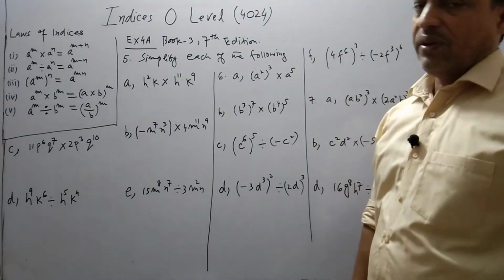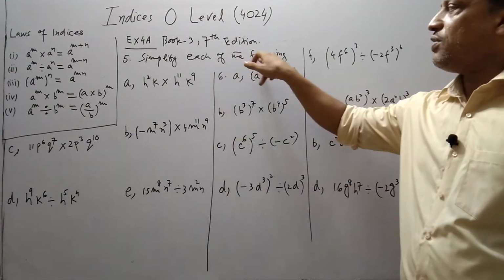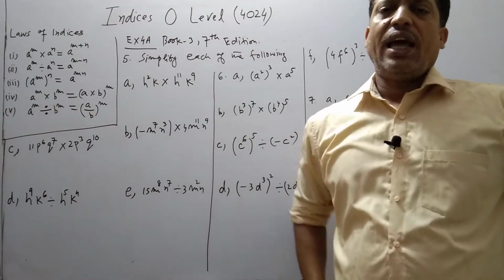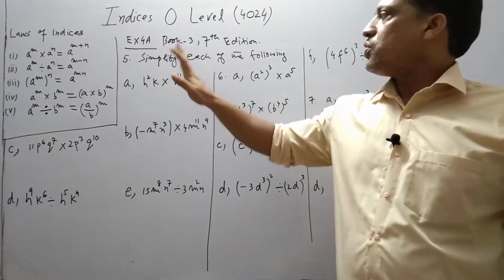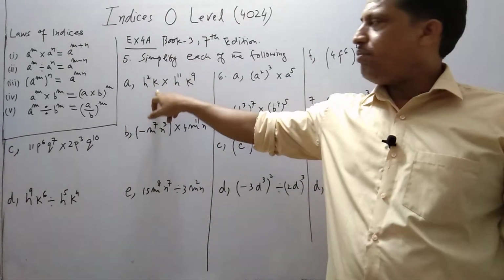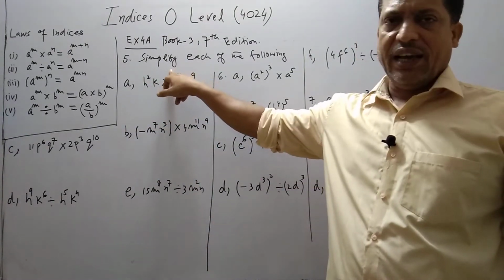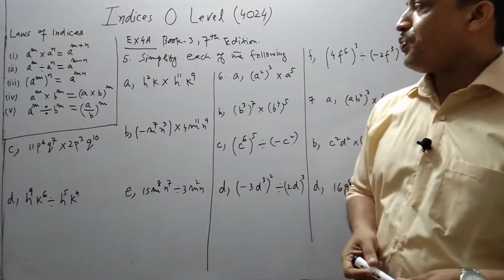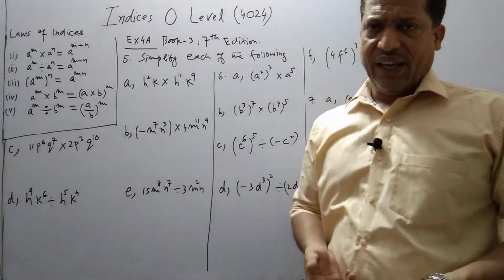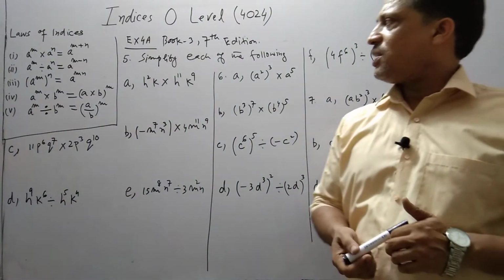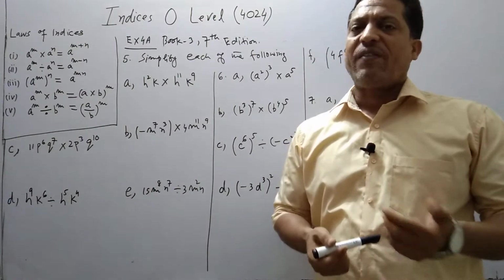Let's start question number 5. Simplify each of the following. Students, simplify means as small as possible. So look at part A. h square k multiplied by h power 11 k to the power 9. So we have to simplify this, h square k multiplied by h power 11 into k power 9.